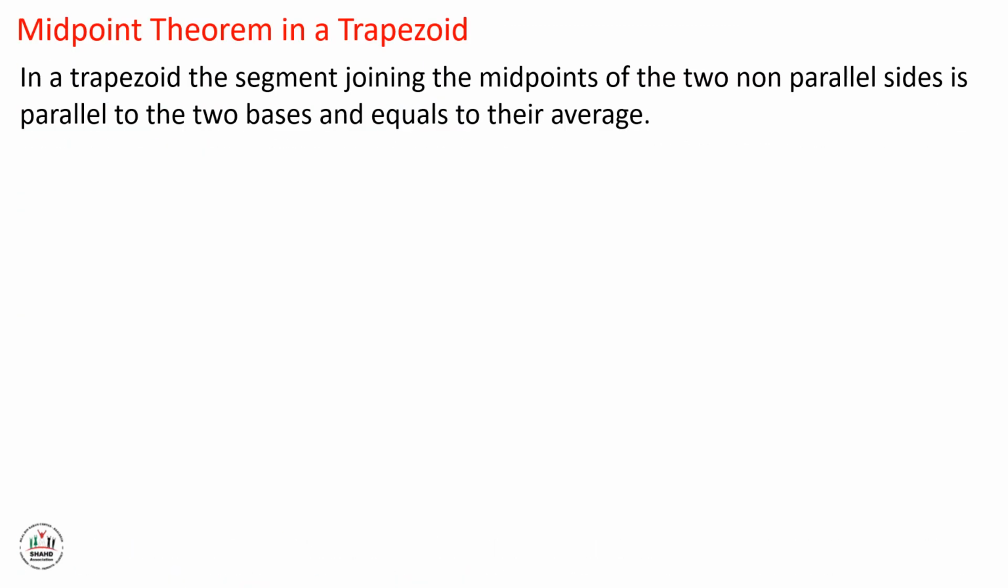Midpoint theorem in a trapezoid. We have seen in the engage and explore section what is a trapezoid and what are the elements of this quadrilateral. Now let's see how we can apply the midpoint theorem on it. So in a trapezoid, the segment joining the midpoints of the two non-parallel sides is parallel to the two bases and equals their average.